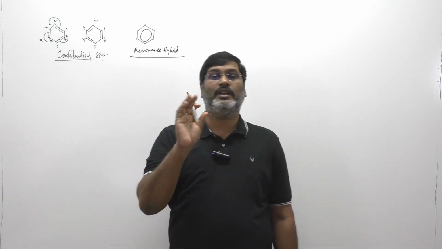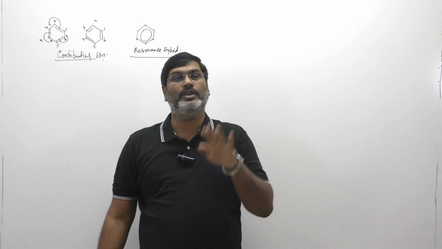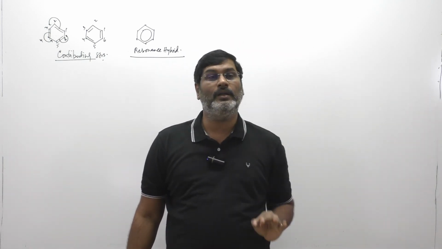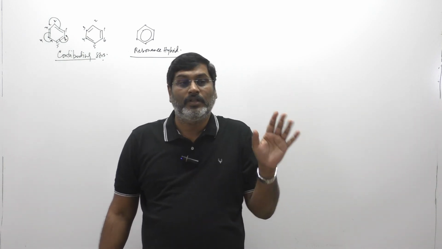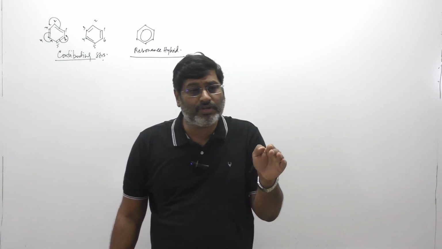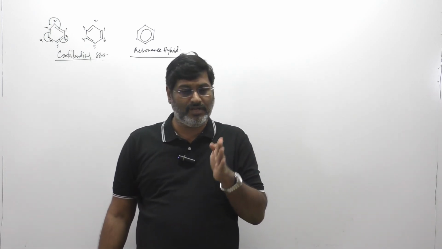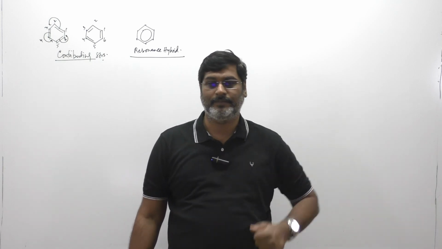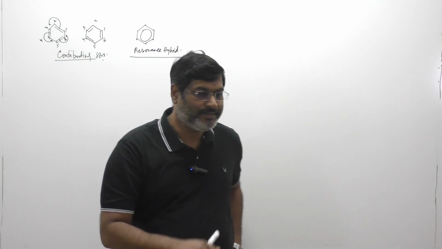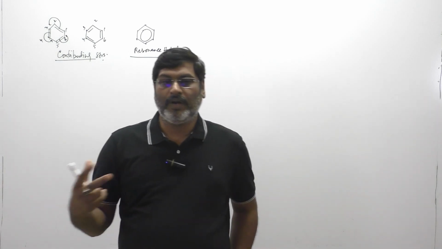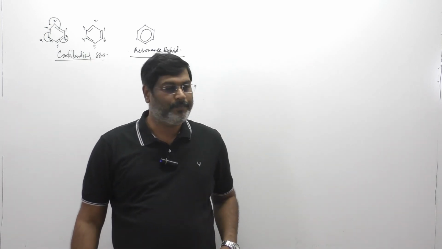Canonical structures are contributing structures, contributing their properties to the actual molecule as per stability. The canonical structure which is more stable contributes more. The canonical structure which is less stable contributes less. Here I will tell you what a canonical structure is.